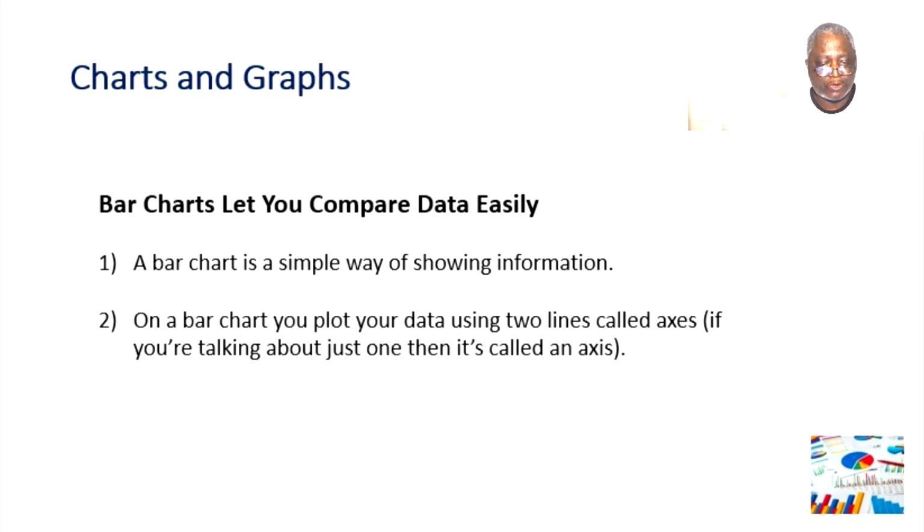Charts and graphs. Bar charts let you compare data easily. A bar chart is a simple way of showing information, as I said. On a bar chart, you plot your data using two lines called axes. If you're talking about just one of them, it's called an axis.